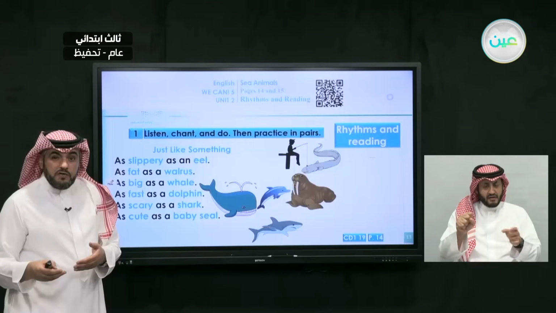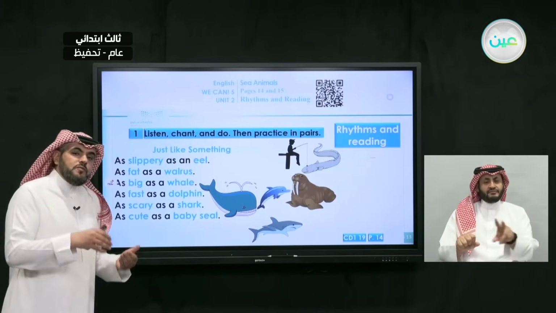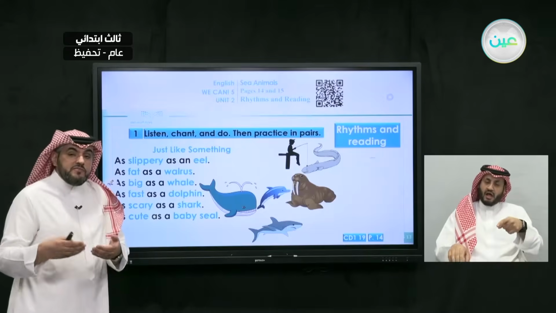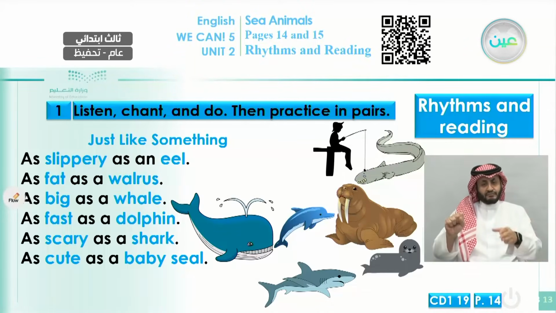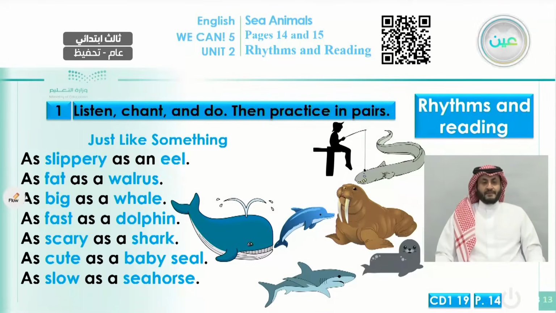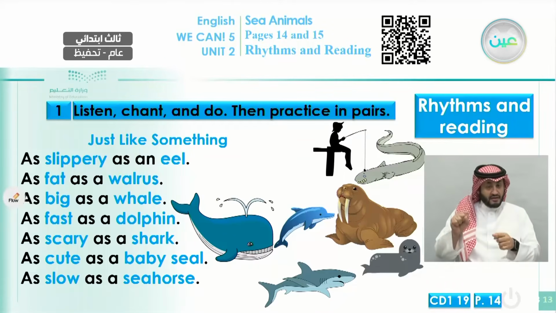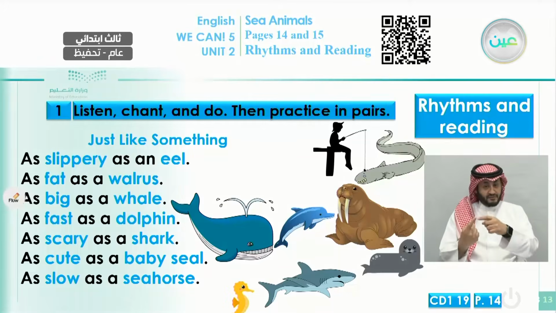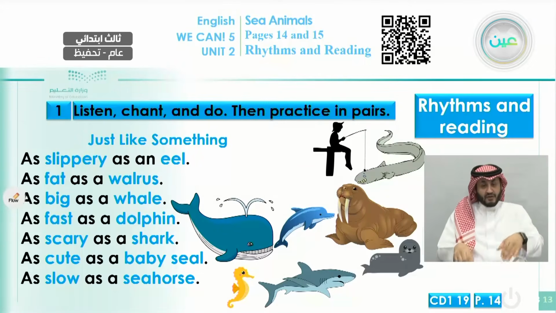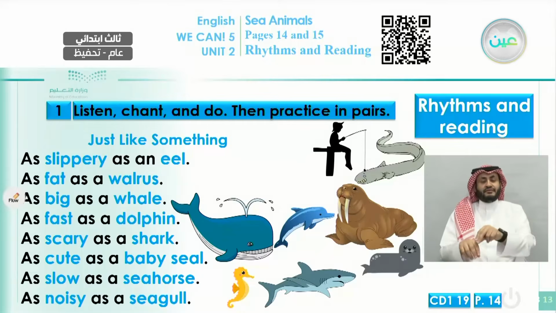And also as cute as baby seal. Okay, the baby seal is cute, and if you want to compare one thing that it has the same degree, you say as cute as baby seal. This is the baby seal. And also you can say as slow as a seahorse. The seahorse that lives in the sea is known that it is slow. It moves slowly.